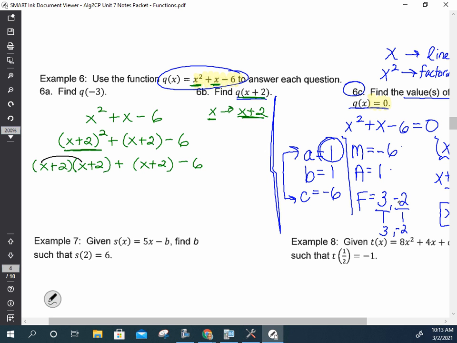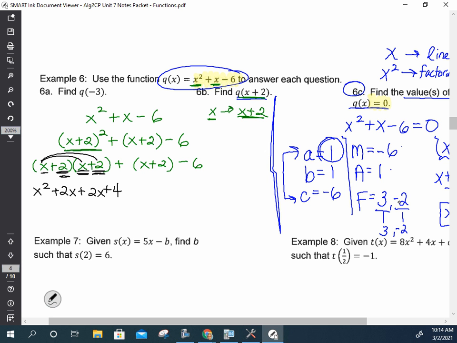So x times x is where you get your x squared from. X times 2 gives you your 2x. 2 times x gives you 2x. And then 2 times 2 gives you your 4. So, good so far? Yeah. So that takes care of our FOIL.